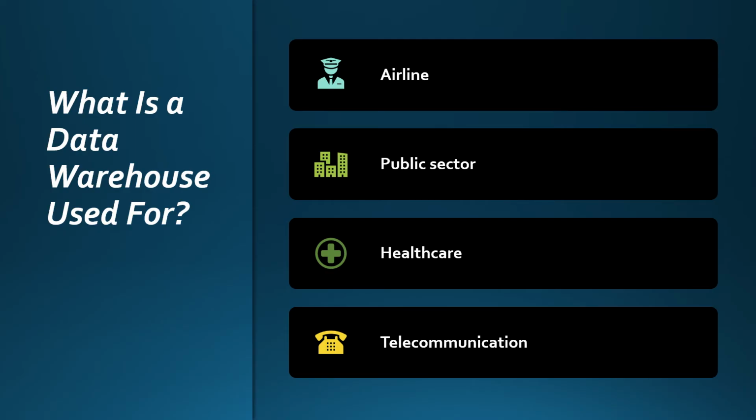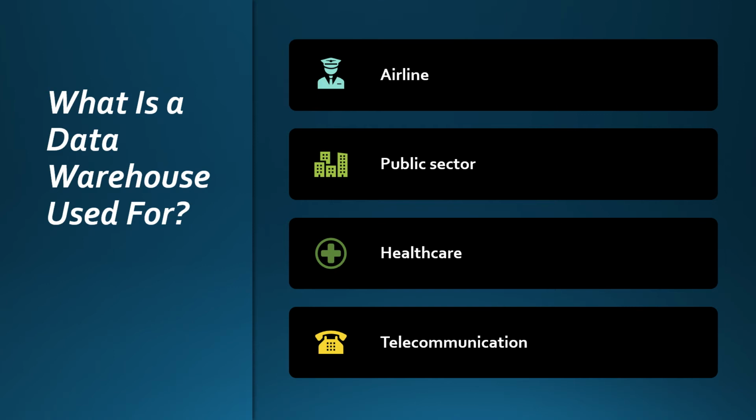What is a data warehouse used for? These are some examples of how we use a data warehouse: airline, public sector, healthcare, and telecommunication. I will start with how we use it in the airline. In the airline system, it's used for operational purposes, like crew assignment and analysis of route profitability.